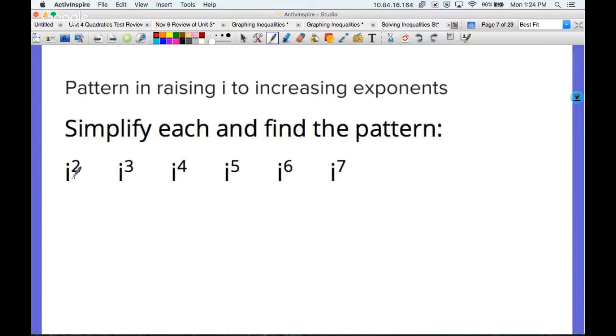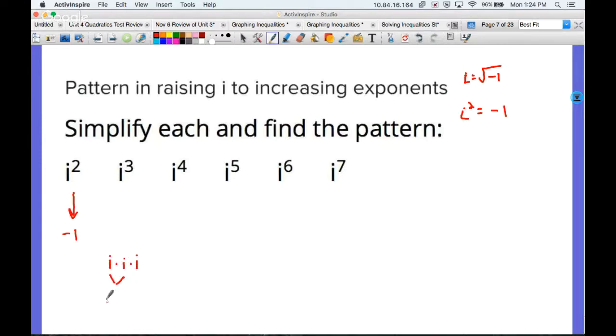There is a pattern in raising i to increasing exponents I wanted you guys to uncover. i is the square root of -1. Therefore, if we square it, it should become -1. And so this pattern actually continues because i to the third, for example, is i times i times i.